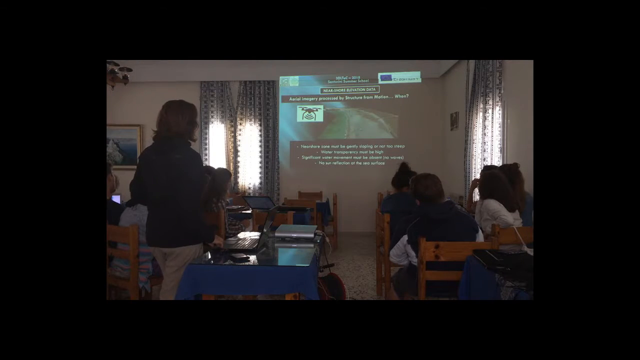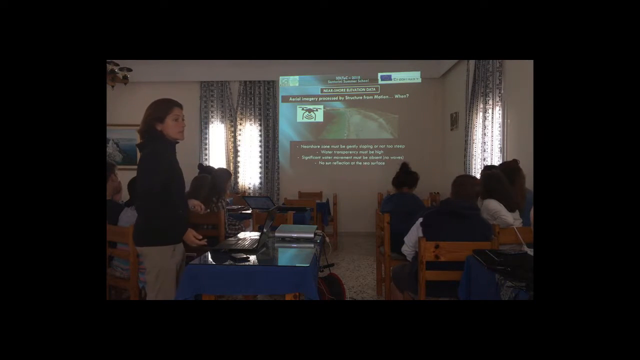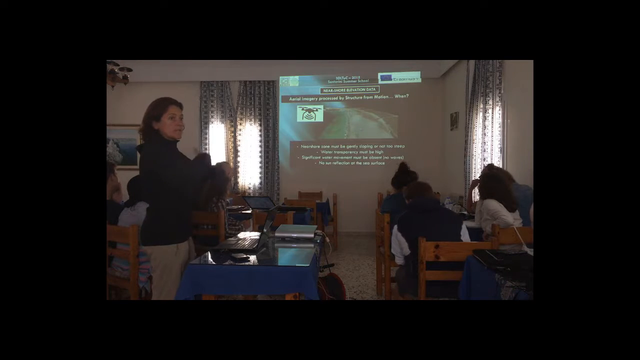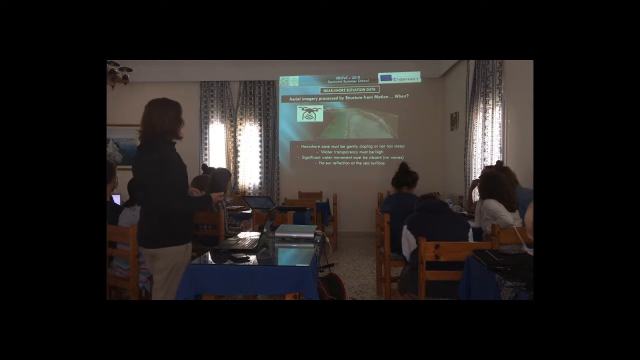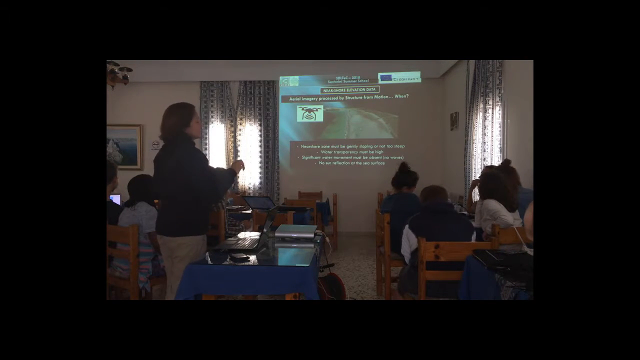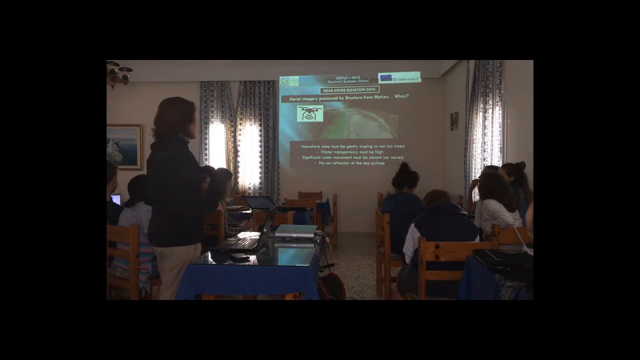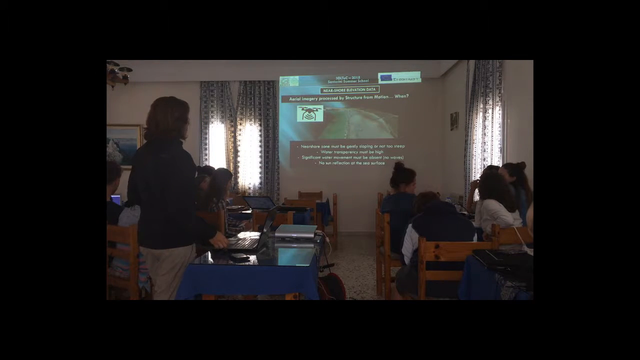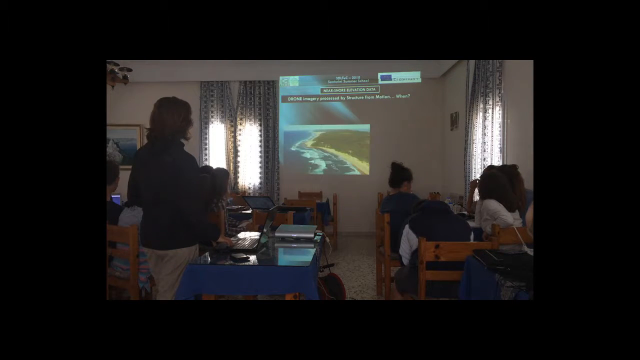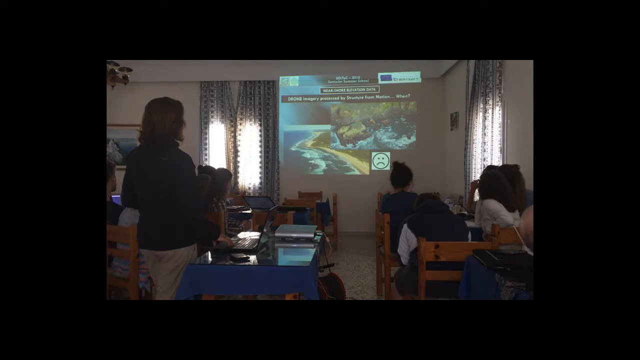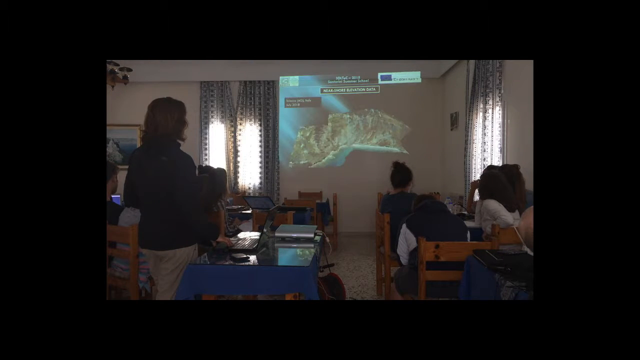Significant water movement must be absent, so you cannot have waves, because the breaking waves do not allow the electromagnetic wave to reach the seafloor. And there must be no sun reflection at the sea surface. And as I said before, these are not good environments in which you can use drone imagery.